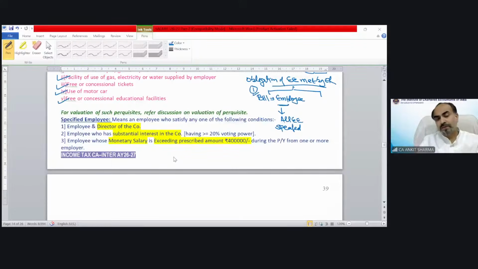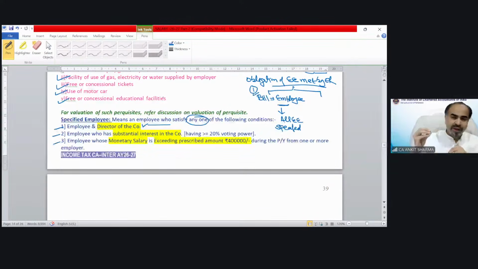Chalo bhai. What is the meaning of a specified employee? If any employee fulfills any one of these three conditions, he will be called a specified employee. Means an employee who satisfies any one of the following conditions: employee and director of a company. Now you can see he is a big employee. He is a big person. He's a director as well as an employee. That's why the employer provides bills in the name of himself or directly provides a gardener, sweeper, etc., because he's a special category of employee. Are all employees directors of a company, or is it a rare thing? Think about it.